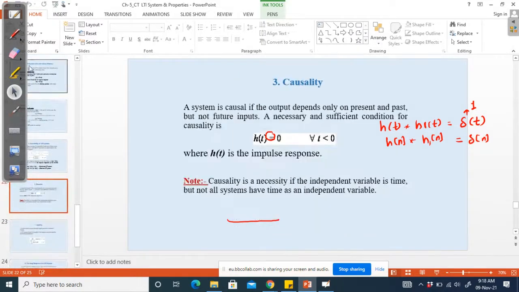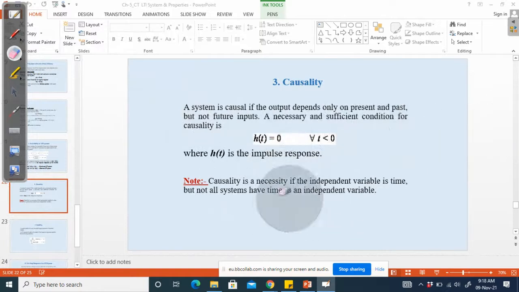Next property, causality. A system is called causal if the output depends only on the present and past. You know about this definition, not the future input. The output depends on past and present input, not the future input. And this is the condition: h(t) is equal to 0 for t less than 0. Or you can use a semicolon, both are same. You have to remember the impulse response should be 0 for t less than 0.